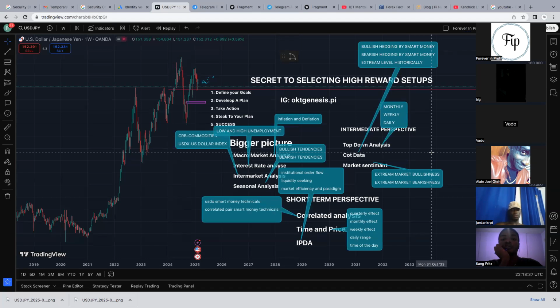We'll have the monthly, weekly, daily. That's what I do with you guys every single day. I don't need to go through that. Market sentiment, extremely bullish market sentiment, extremely bearish market sentiment. You get emotional sometimes when the market is either buying or selling.